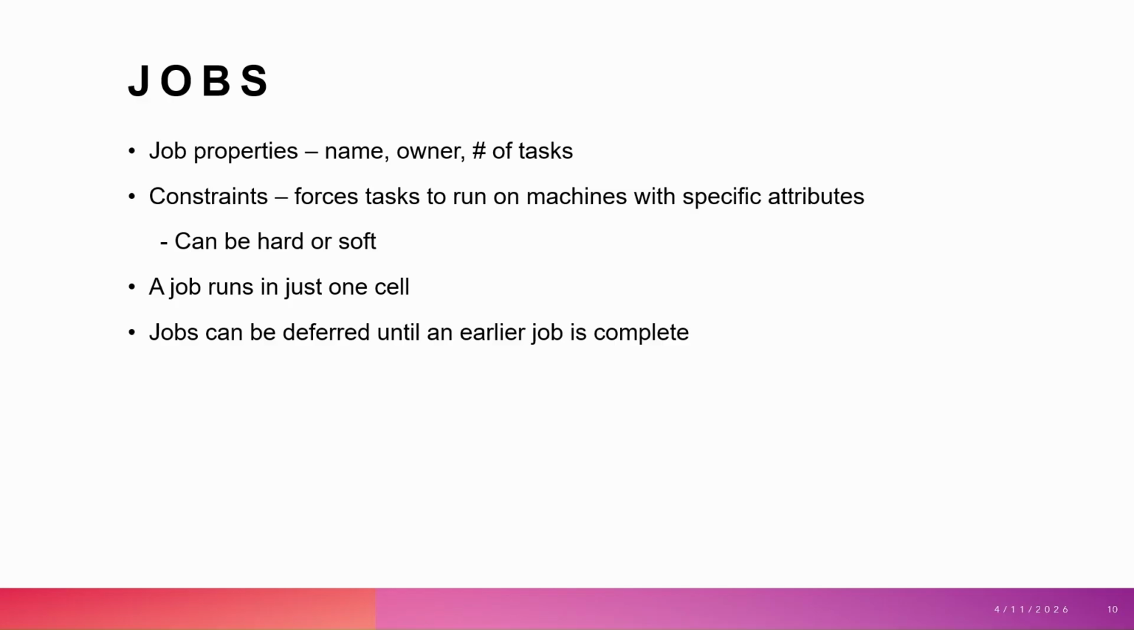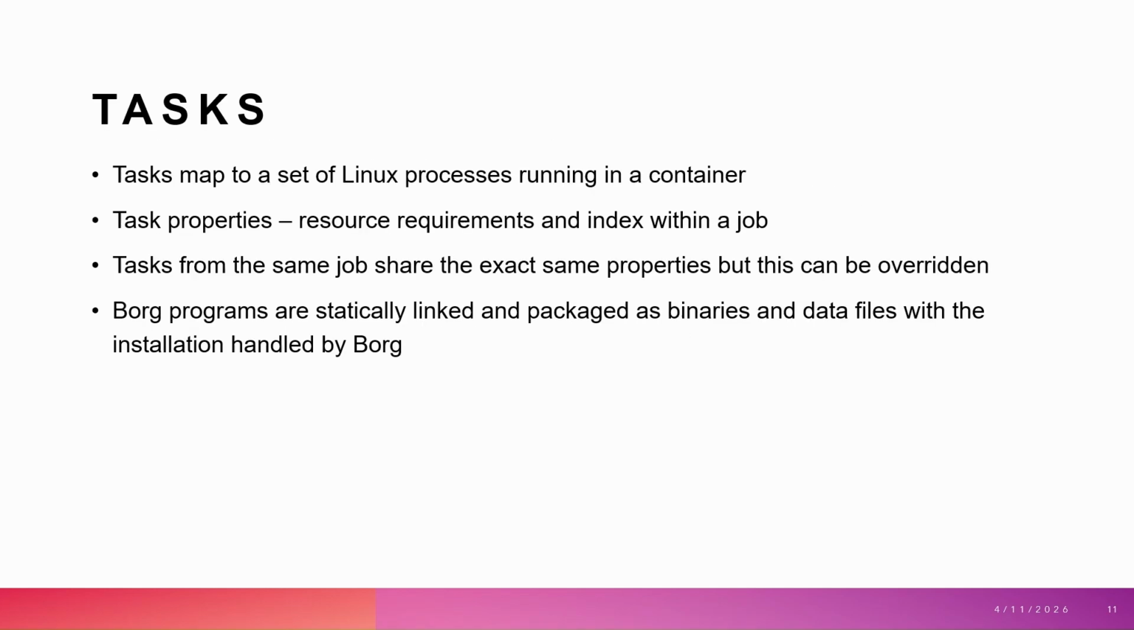For jobs, jobs can have properties like the name of the job, the owner of the job, and the number of tasks within the job. These jobs can have constraints, which indicate that tasks should run on specific machines with specific attributes, like a specific processor or a specific OS version. These constraints can be hard or soft. Hard meaning it's a requirement, or soft meaning that it's just a preference. A job runs in one cell, and jobs can be deferred until an earlier job is complete.